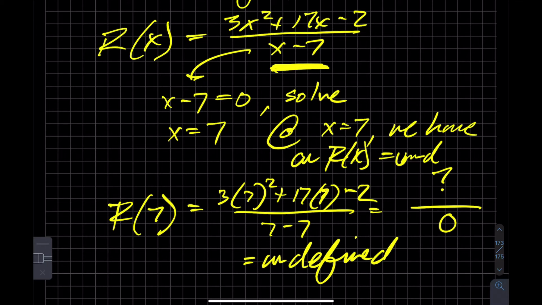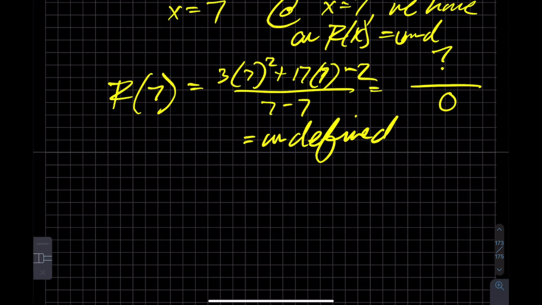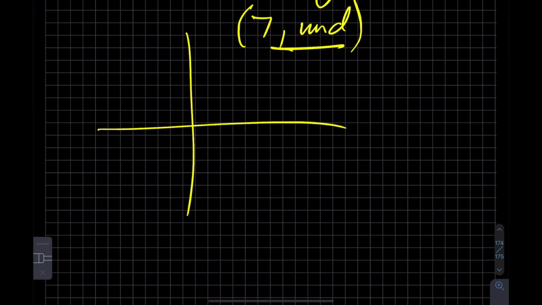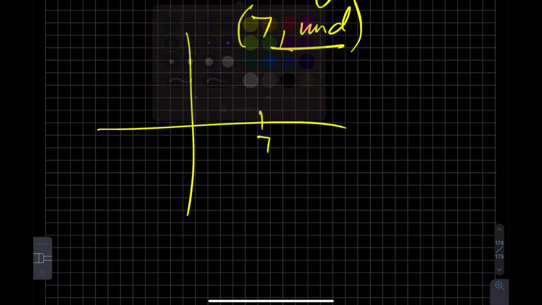So it is called undefined. And when it's undefined, I can't plot anything. For instance, at x equals 7, my function is undefined. How do I plot that on the coordinate plane? I go to 7 and try to plot a point, and I can't do it because I don't know where undefined is located.